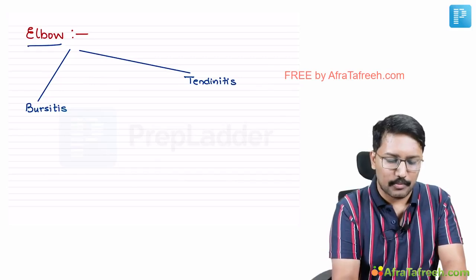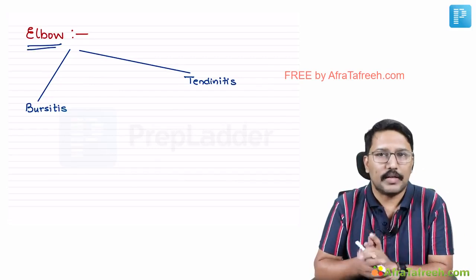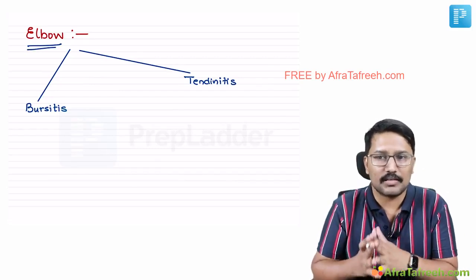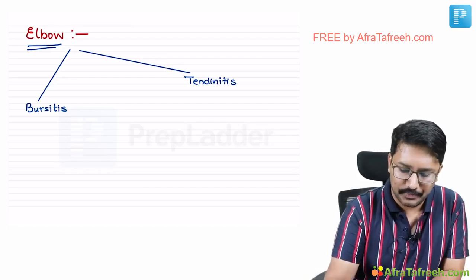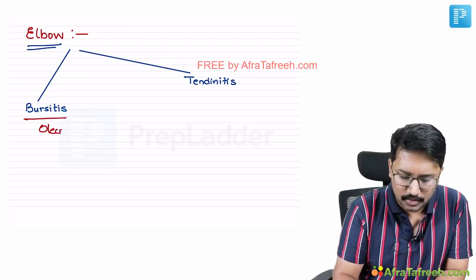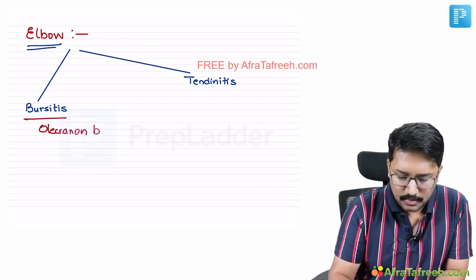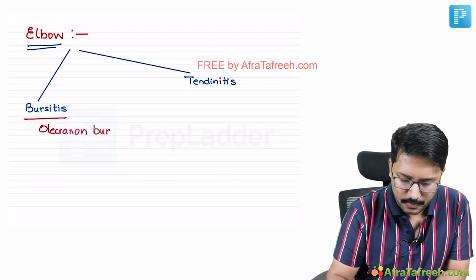Now coming to the elbow joint related regional pain syndromes. So for the elbow joint, there are two things to talk about. One is bursitis and the other is tendinitis. So first let me address bursitis. What is the important bursa around the elbow joint? We are talking about the olecranon bursa, right? So olecranon bursitis is a common thing to see. Olecranon bursitis is very common.